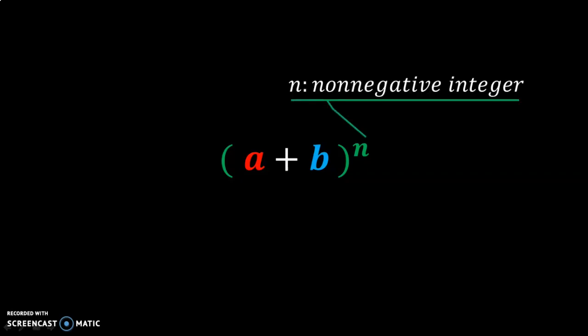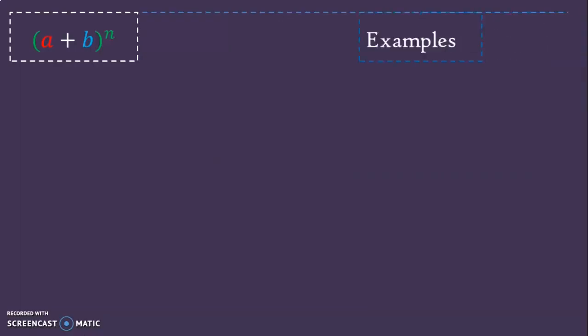Everyone. Today in this video, we'll talk about the Binomial Theorem. So we take a binomial a plus b to the power of n. How can we calculate it using a formula or an easier way? First, we will consider n to be a non-negative integer. Let's look at some examples.